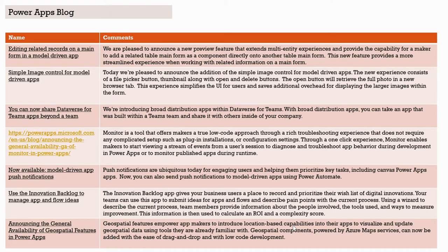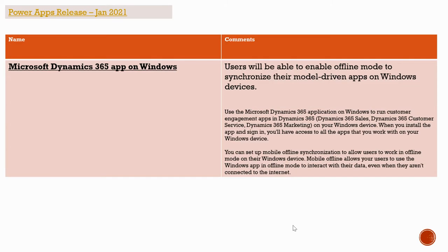You can use the innovation backlog to manage the app and flow ideas. So this is basically part of the Center of Excellence kit. And there's essentially a tooling system in which you can just add ideas for your organization. So that's pretty cool. We have the general availability of geospatial features, which I'm very excited about. So in the Canvas applications, you can add addresses and maps far more easily than you were able to do before. So that's the Powerups blog.